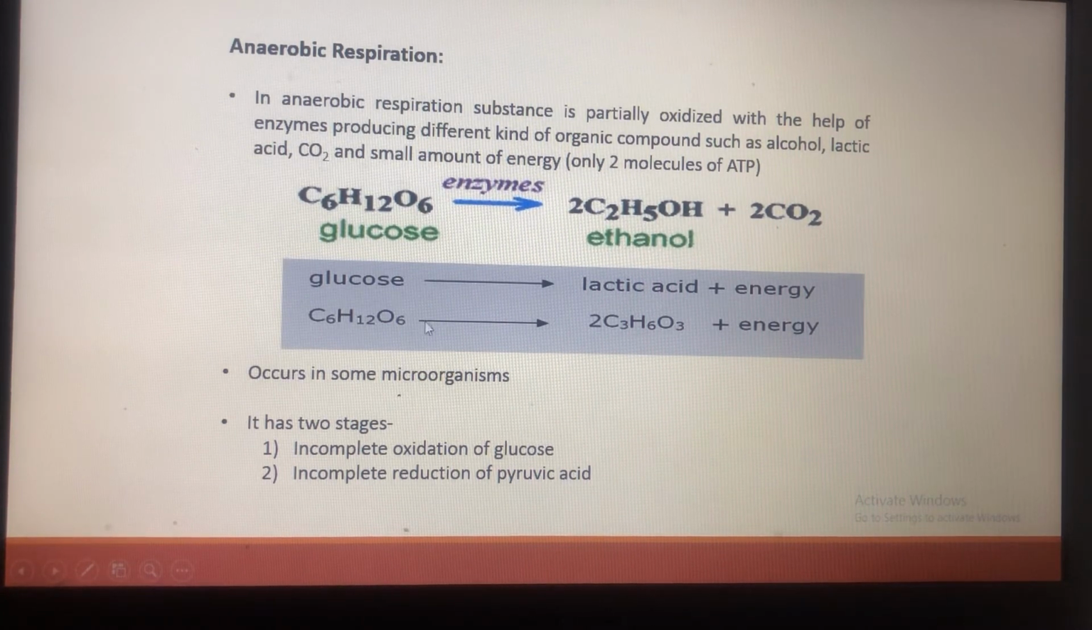So here are 2 reactions given for anaerobic respiration. First, the glucose gets oxidized in the presence of some enzymes and produces ethanol and carbon dioxide, and in the second reaction glucose is oxidized and lactic acid and energy is produced. Okay, so anaerobic respiration occurs in some microorganisms. It has 2 stages. First is incomplete oxidation of glucose, and the second is incomplete reduction of pyruvic acid.